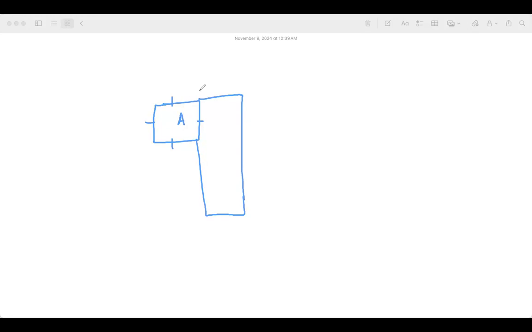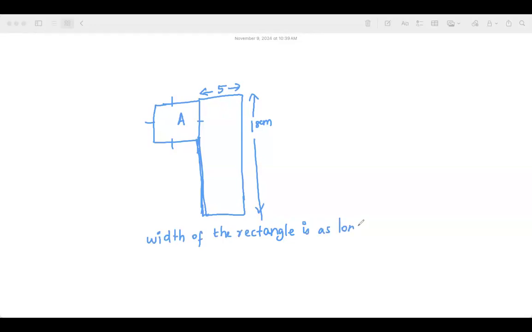Now, this is 5 centimeter. This is 18. Now, let me ask you this question. Width of the rectangle is as long as the side of the square.